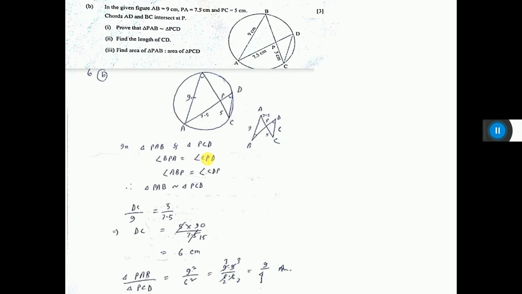Next you see this figure. This is a circle, BC and AD are two chords. You have to show that these two triangles are congruent. Because this angle and this angle are equal on the same arc, and these are vertically opposite, the triangles will be congruent. Now see the diagram I have drawn again.